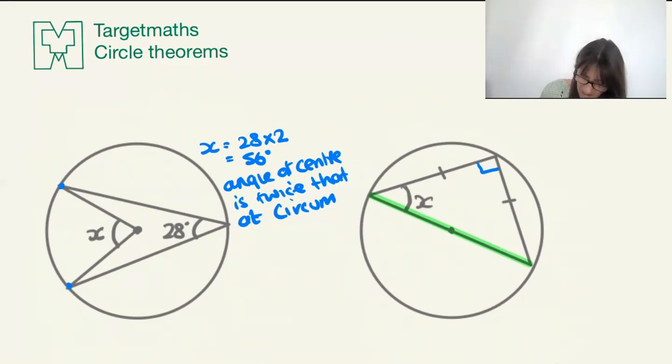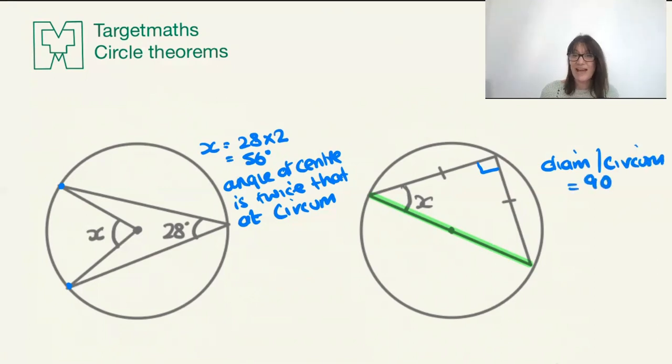So you have to decide whether you want to do all the work and get your X and then talk about what you did, or talk about it as you go. Now I'm a talk about it as you go kind of girl, because then I won't forget what I've been doing. So the first thing I've done is I've done diameter to circumference is 90 degrees. I've used that fact, so I'm going to write that down first.